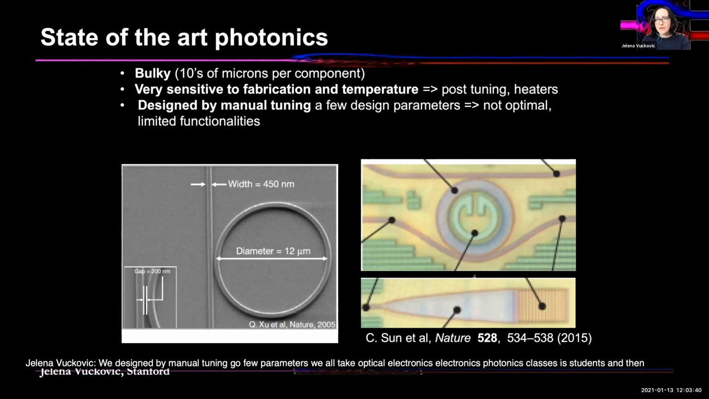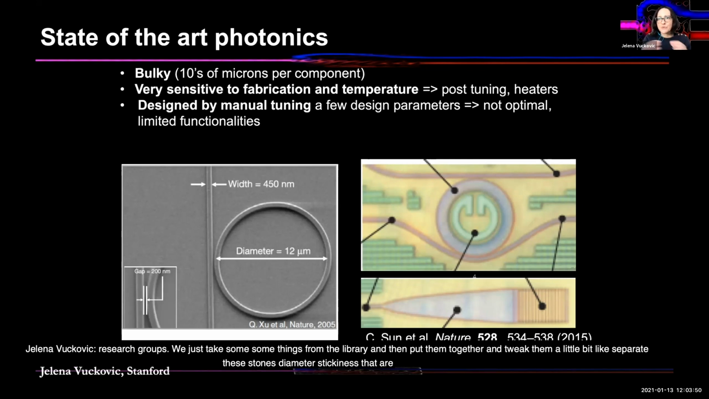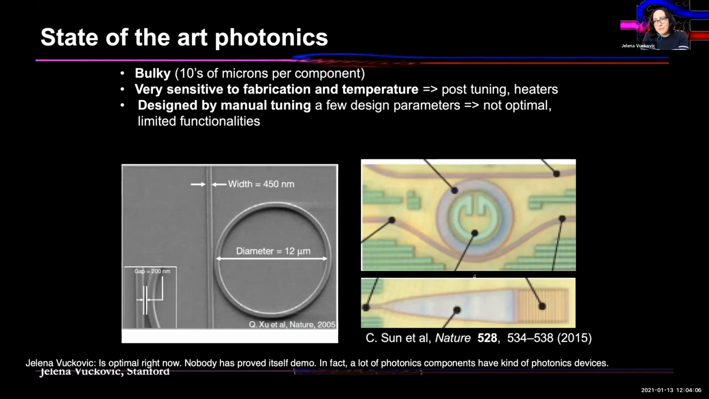We all take optoelectronics and photonics classes as students, and then we learn about the library of components. And then when we work as photonics engineers or in research groups, we just take some things from the library and put them together and tweak them a little bit, like separation distance, diameters, thickness, but that's pretty much what we do. So it's a brute force tuning of a few parameters, and there is no reason to believe that any of that is optimal, right? Nobody has proved that it's optimal.